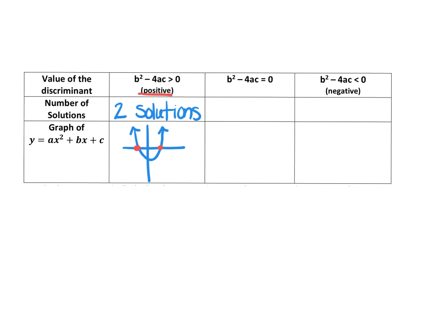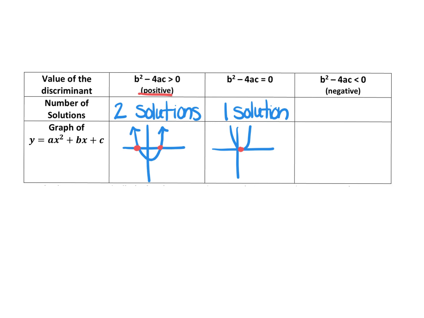Now, if when you simplify the discriminant you get it equal to 0, that is going to mean that you have one solution. And what that looks like on the graph is that you'd have this parabola that comes on down, and it's the vertex that is crossing the x-axis, giving you that one solution.